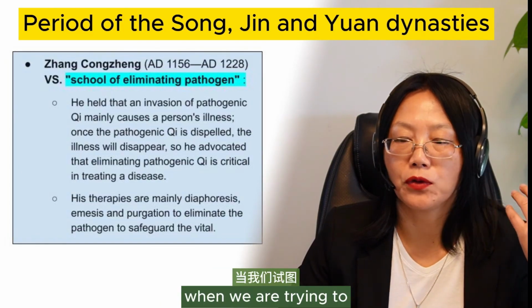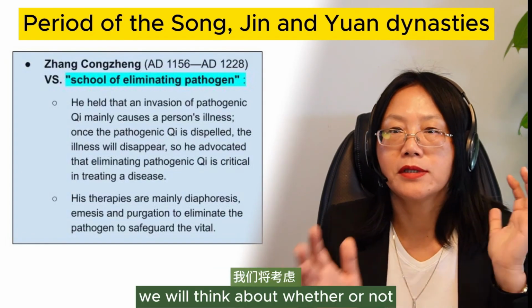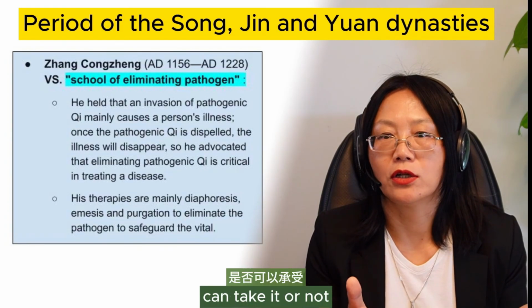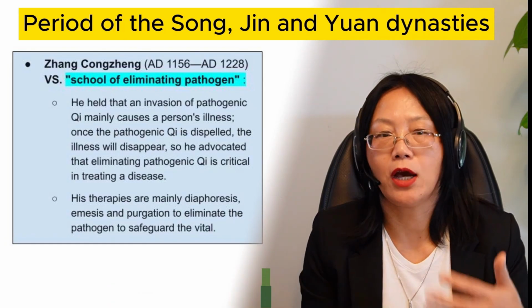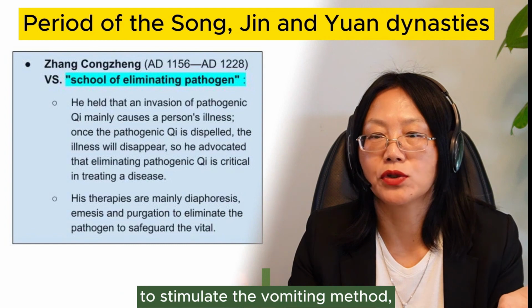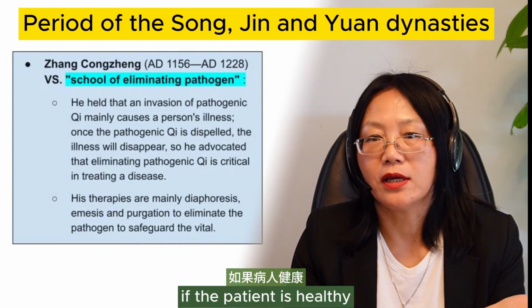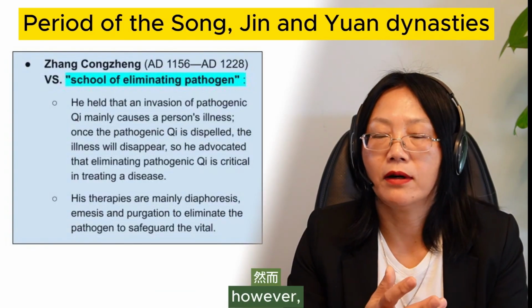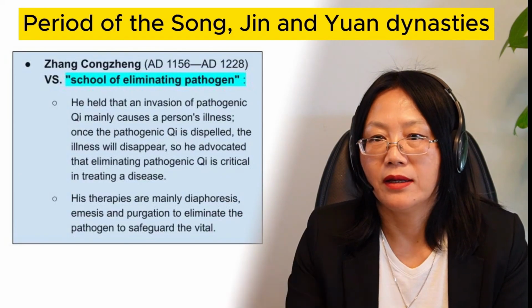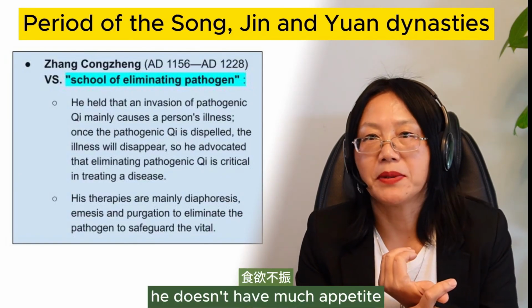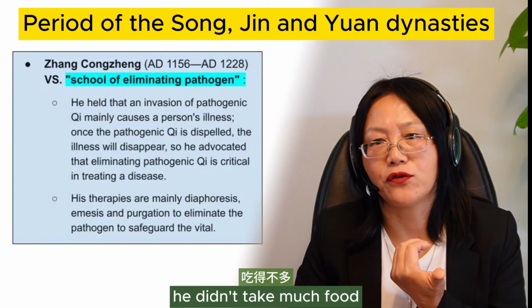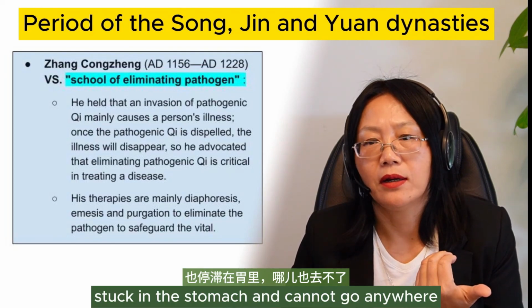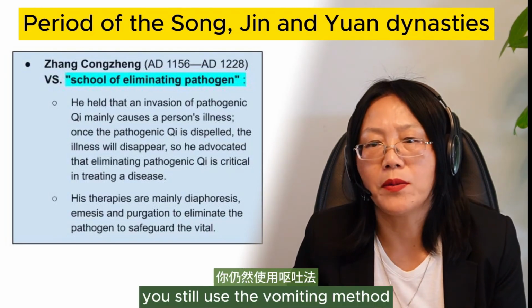When we are trying to eliminate the pathogen, we will think about whether or not the patient can take it. If the person is very strong, the healthy qi is still there, you use the vomiting method to stimulate the vomiting. If the patient is healthy, the patient can still take it, and it will not affect the healthy qi. However, if the patient is weak already, the body is weak, he doesn't have much appetite, he doesn't take much food, even a little food is stuck there in the stomach, cannot go anywhere. If that is the case, you still use the vomiting method.